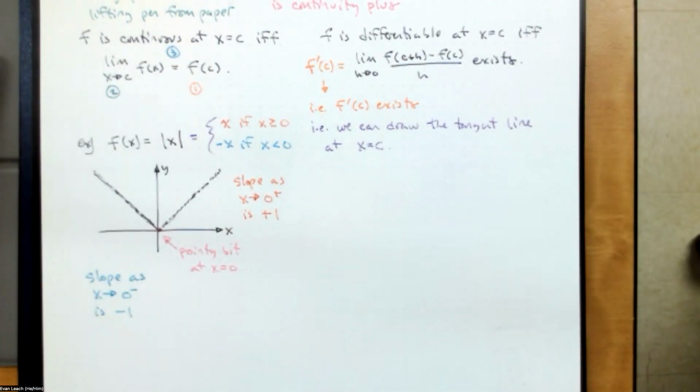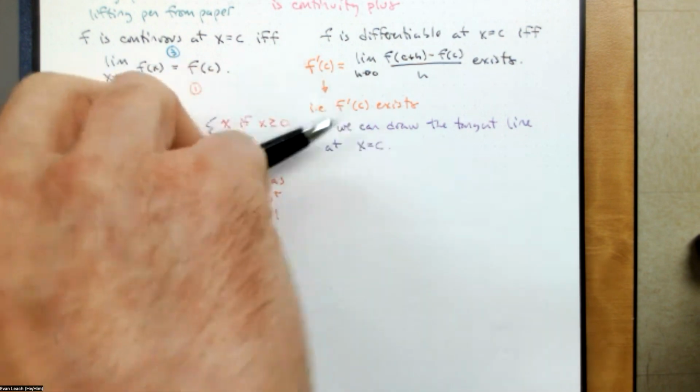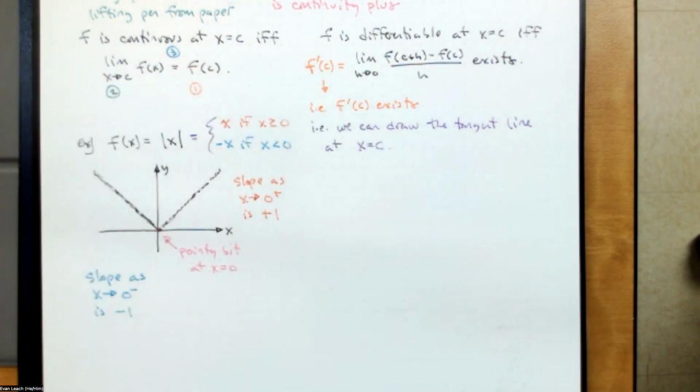So there is not one slope at 0. There's not one slope that we can assign at the point 0. There's not one tangent line that we can draw at 0. Anything from a -1 all the way up to the +1 is tangent to this function. There is not one slope at 0.